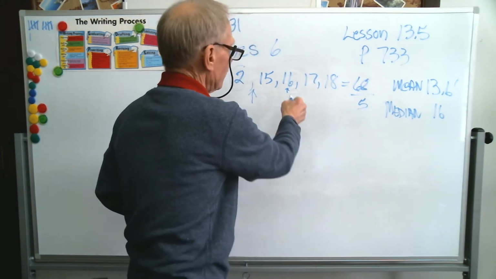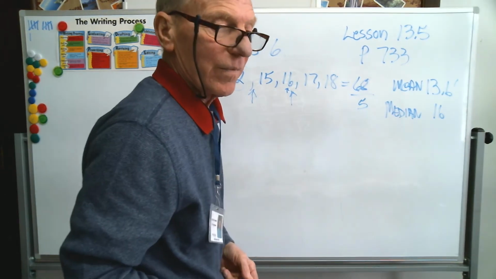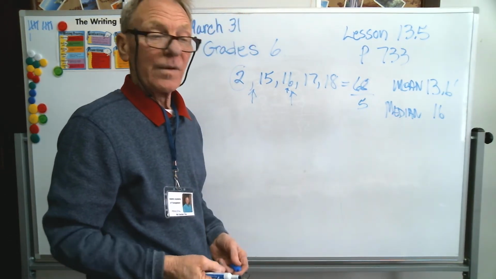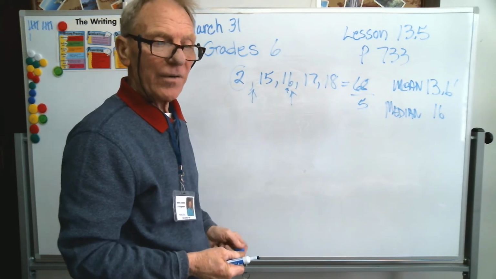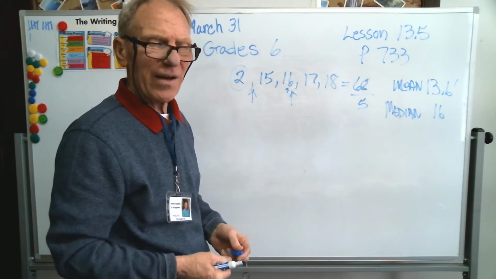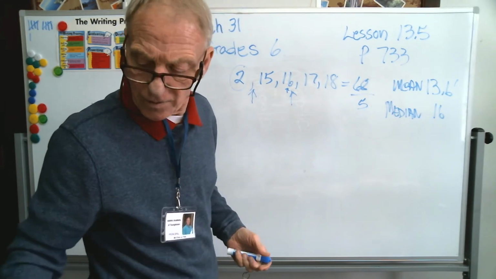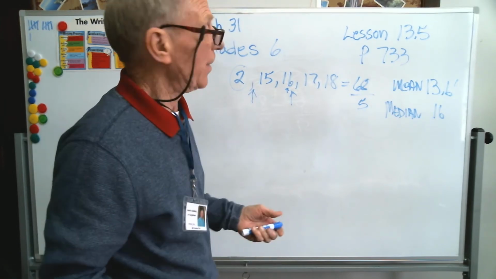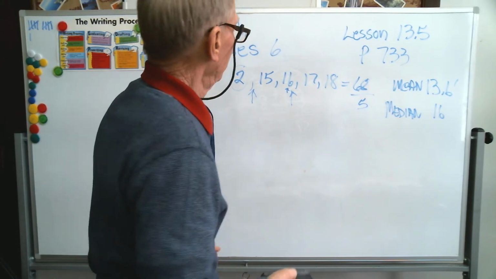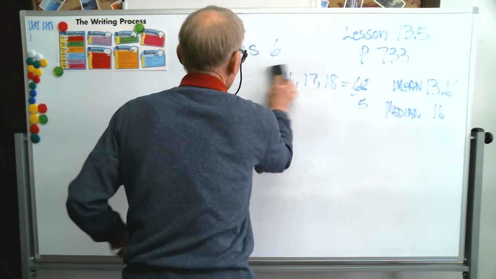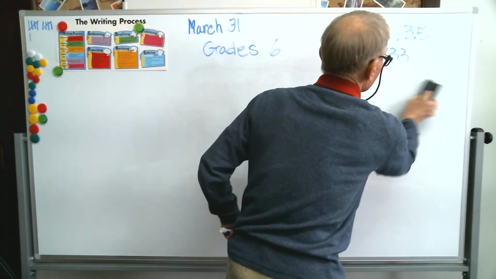Now, 16 falls closer to the middle of the main part of the numbers that have some value in this data set. So you'd be better off using the median to describe how best to find the center of that data.